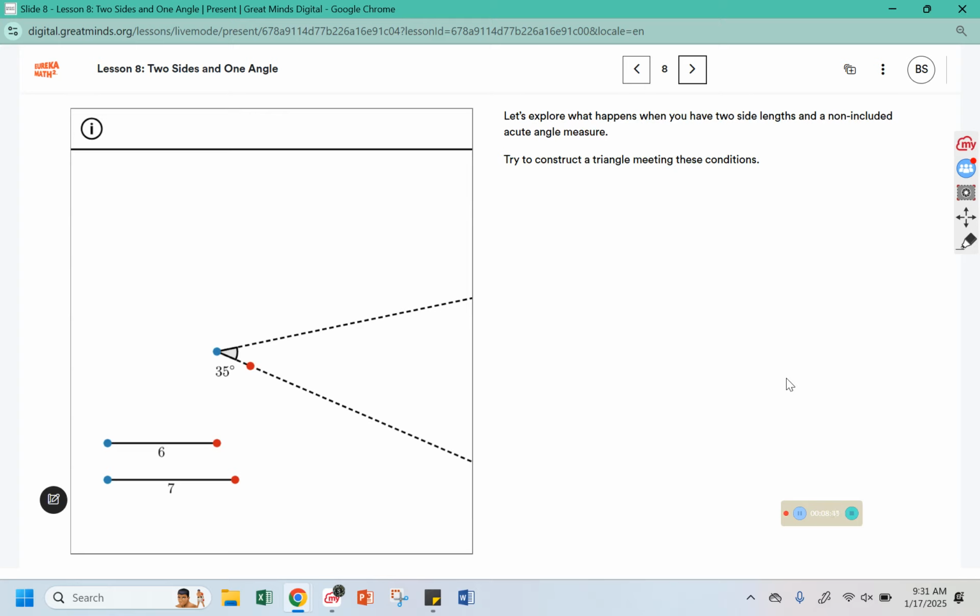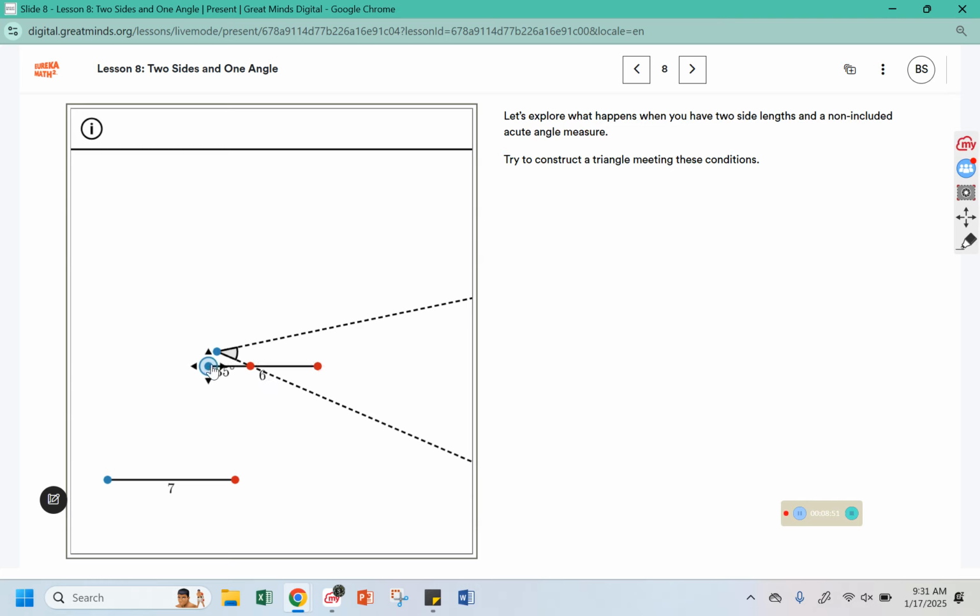Now it says, let's explore what happens when you have 2 side lengths and a non-included angle. Try to construct a triangle meeting these conditions. So we're going to put the 6 here. We don't want to put the 7 on the other side, so we're going to attach the 7 up here to this 6. There's a triangle that can be formed here.